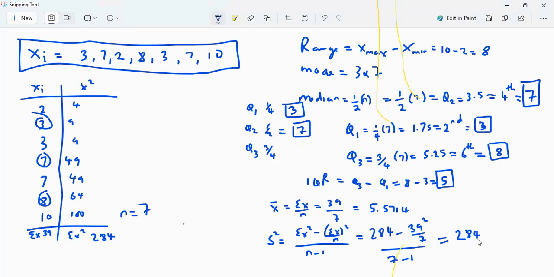39 squared over 7, what do we get? 217. 217 point what? 217.285. So what do we get? 284 minus 217 over 6.